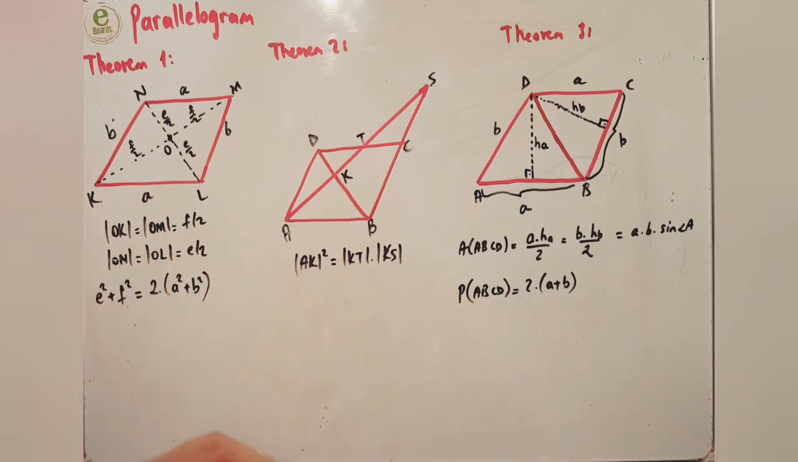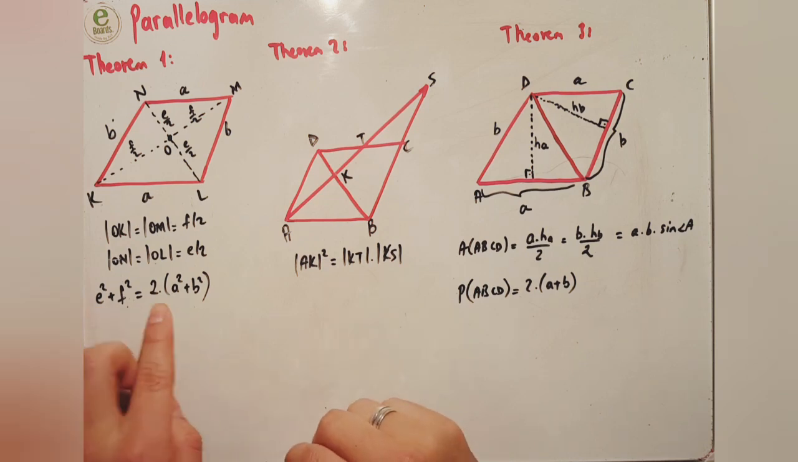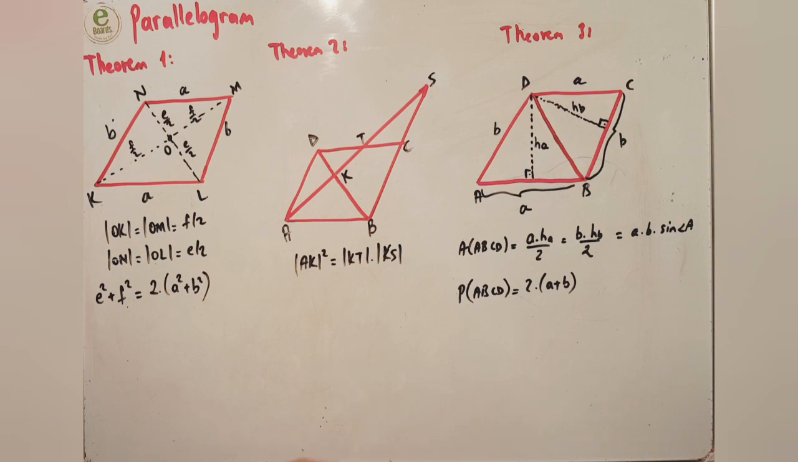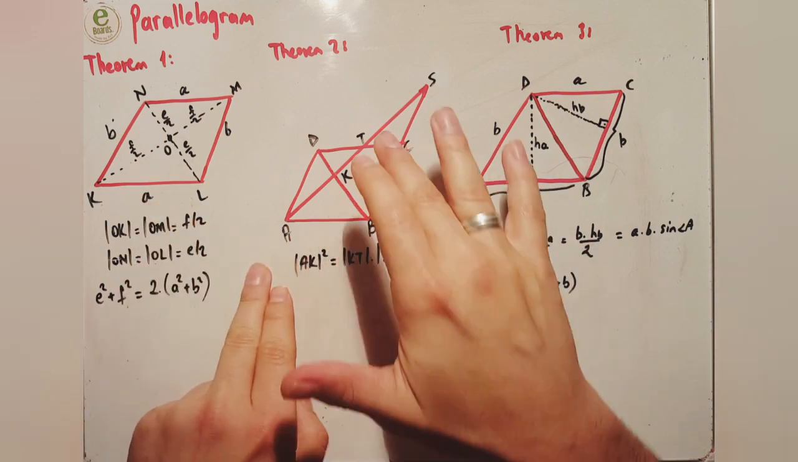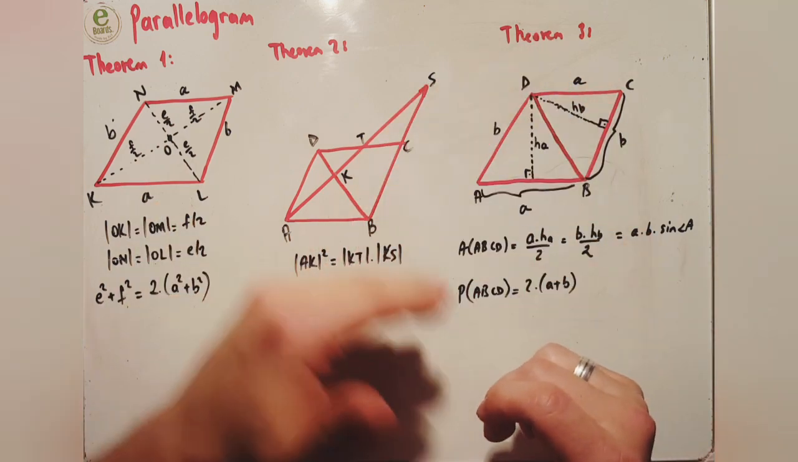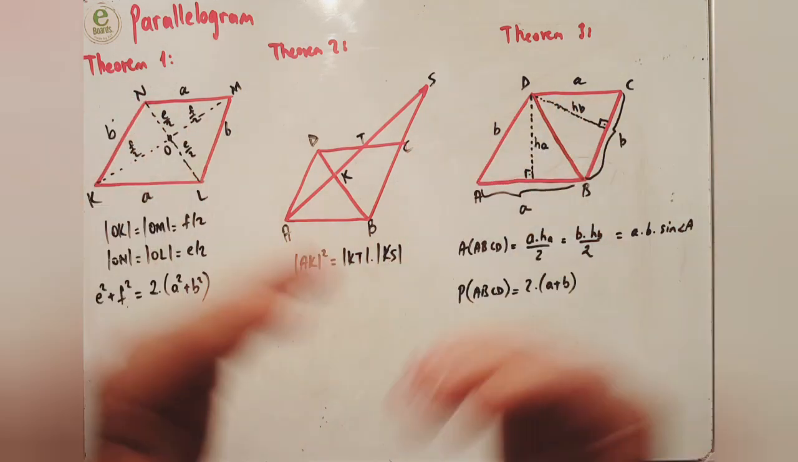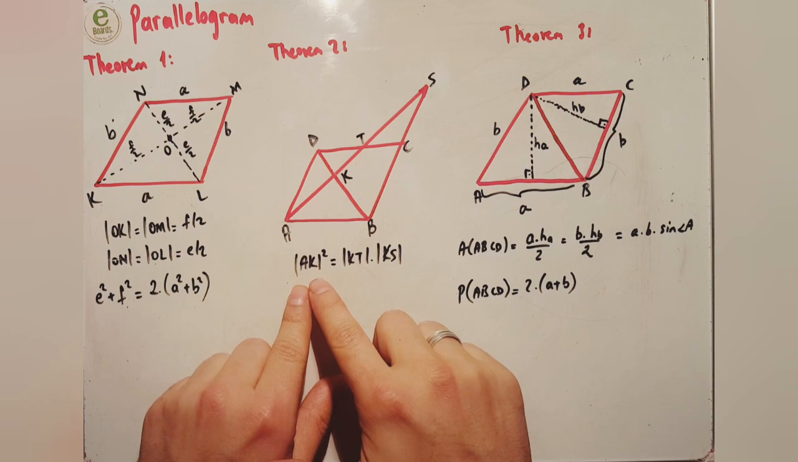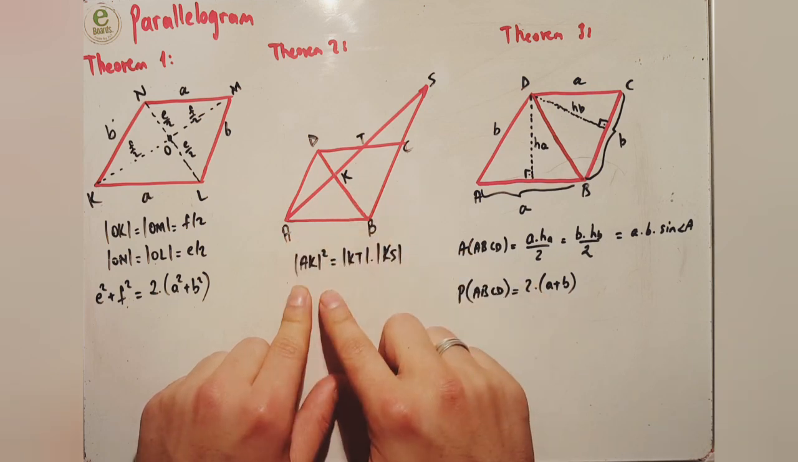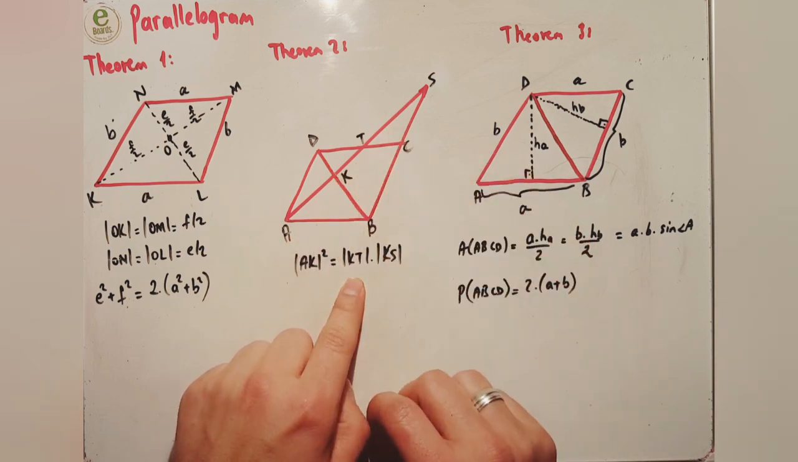So we say that the sum of squares of the diagonals, E squared plus F squared, is equal to 2 times A squared plus B squared. For Theorem 2, A, K, T, S are collinear, and B, K, D are also collinear. Remember, what is the meaning of collinear? They are on the same line. So the square of the length of AK is equal to the length of KT times KS.